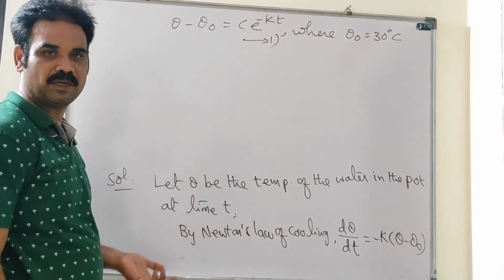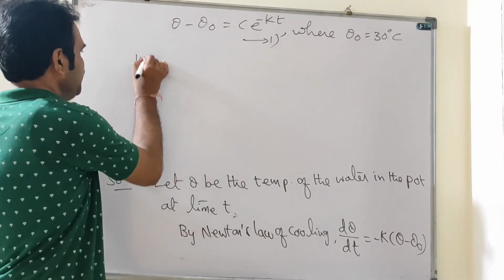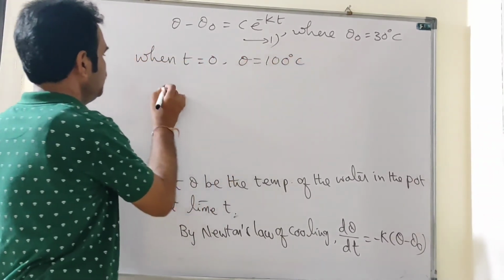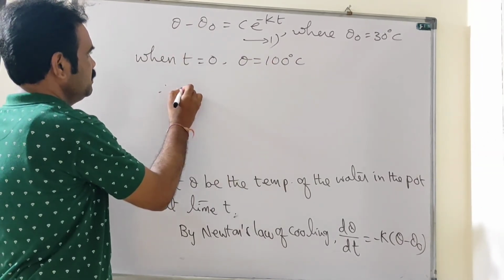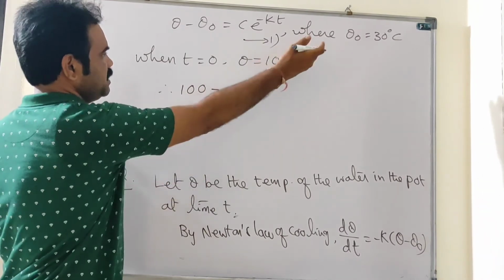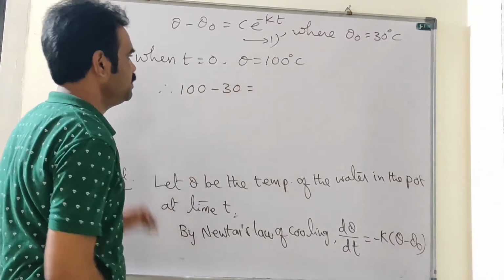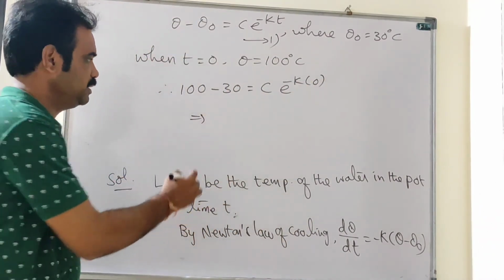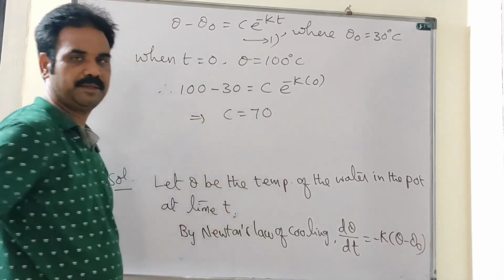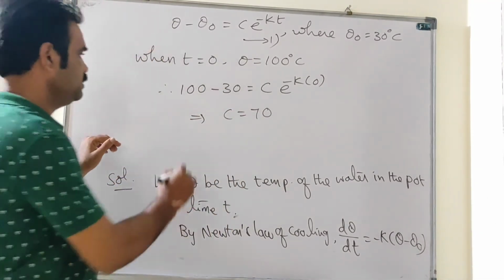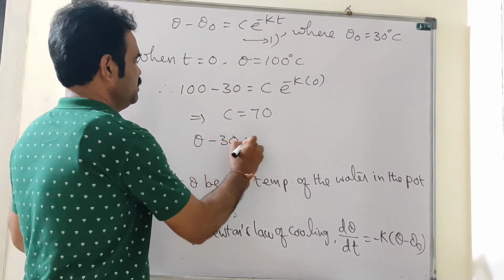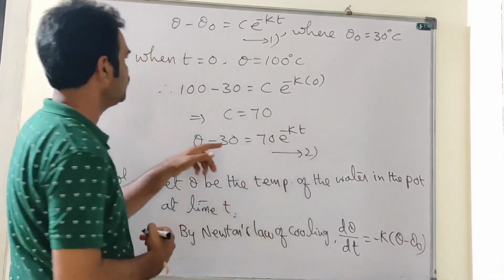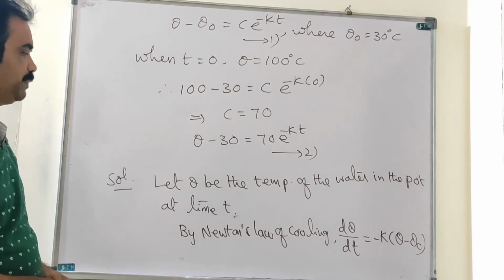Initial temperature of the water in the pot is 100°C. That means when t is 0, theta is 100. Therefore, substitute here 100 minus theta naught, 30, is equal to c e power minus k into 0. Since t is 0, this implies c equals 70. Substitute the value of c here. Theta minus 30 is equal to 70 e power minus kt. Let it be equation 2. Here theta naught is 30, that is the room's temperature.